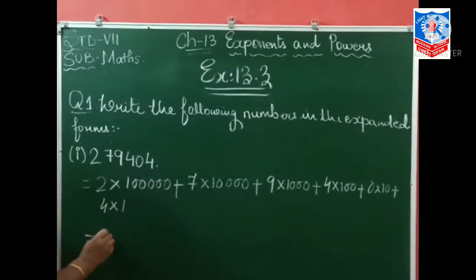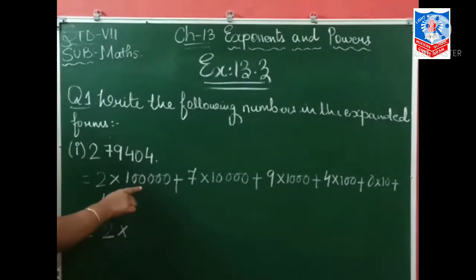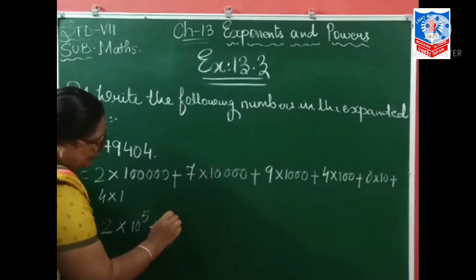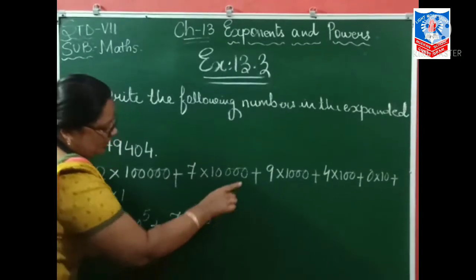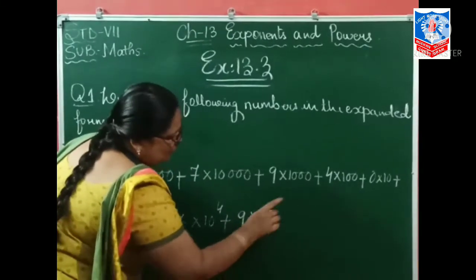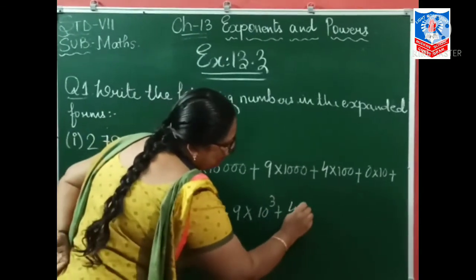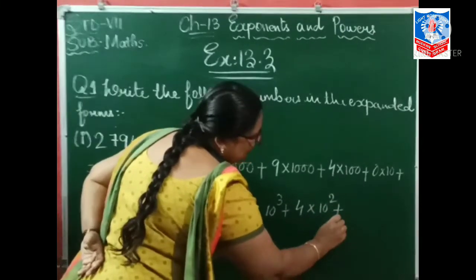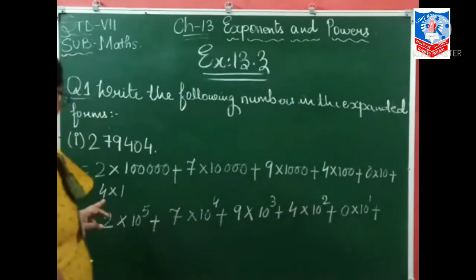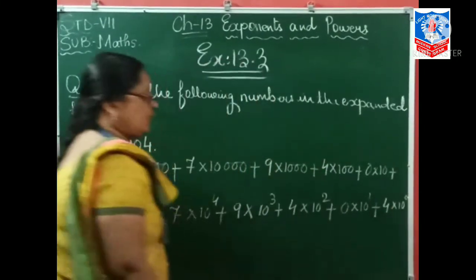is equal to, now see here, 2 into 10 raised to the power, count these zeros, 1, 2, 3, 4, 5. 10 raised to the power 5 plus 7 into 10 raised to the power 4 plus 9 into 10 raised to the power 3 plus 4 into 10 raised to the power 2 plus 0 into 10 raised to the power 1 plus 4 into 10 raised to the power 0. Understood?